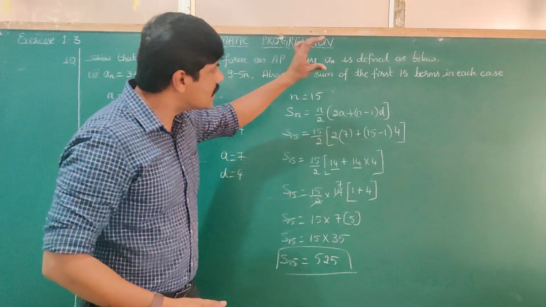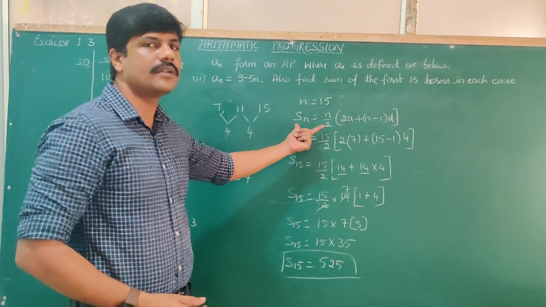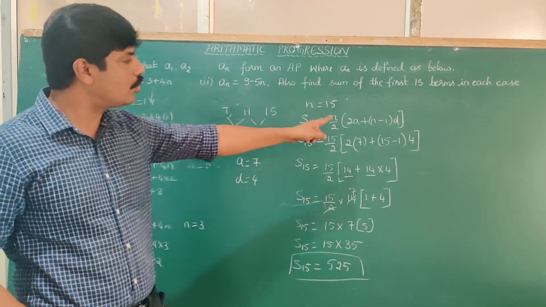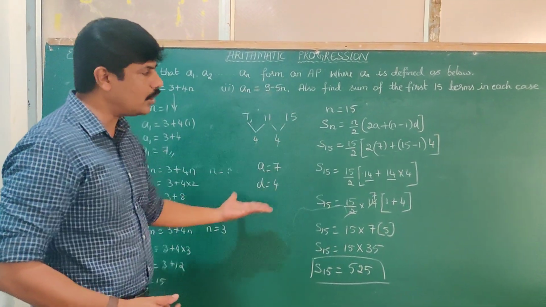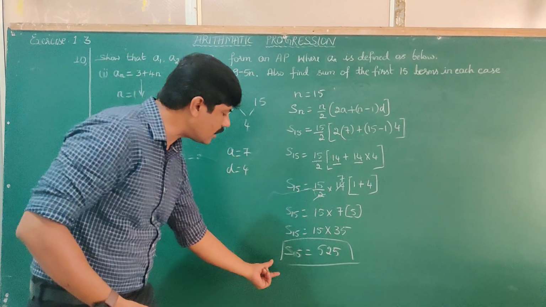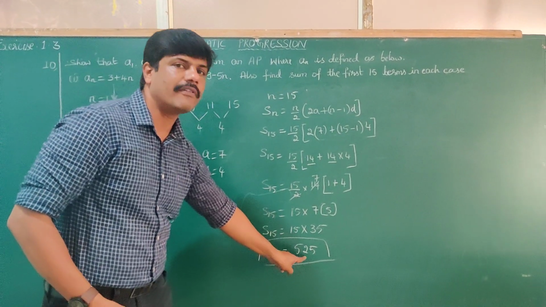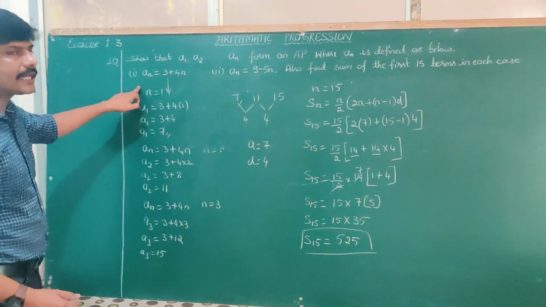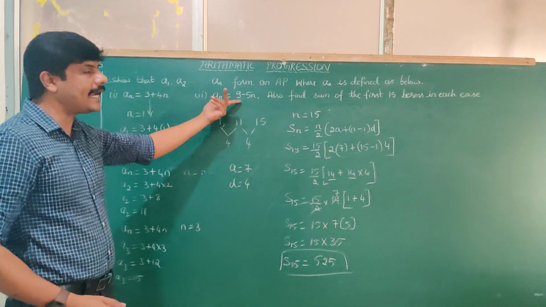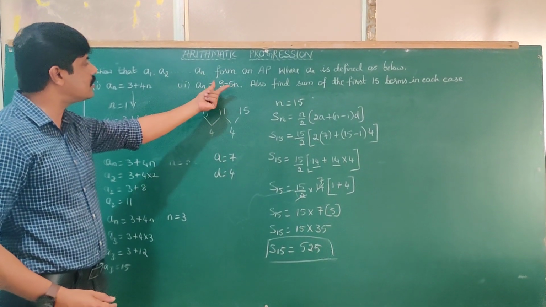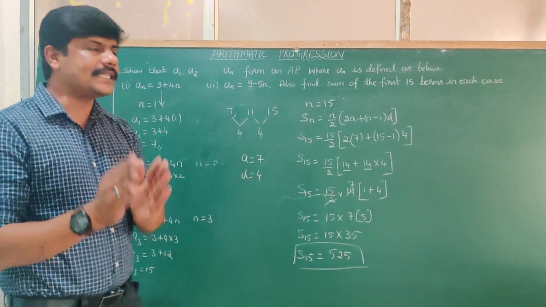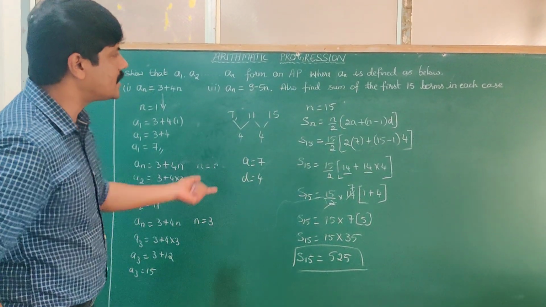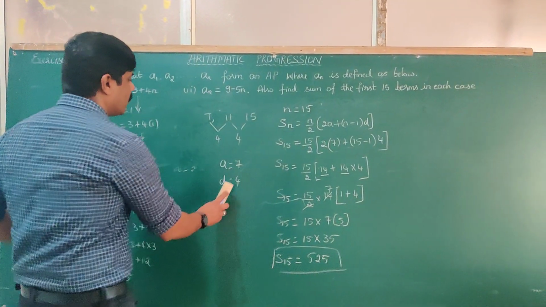After coming to know it is an arithmetic progression, what is asked is to find the sum of 15 terms. To find it, we use the formula Sn is equal to n by 2 into 2a plus n minus 1 into d. We substituted all the values and got S15, the sum of 15 terms, as 525. Now we'll see the second case, where an is defined as 9 minus 5n, whether it is an AP or not. Once it is an AP, then again we'll find the sum of 15 terms for this second problem.